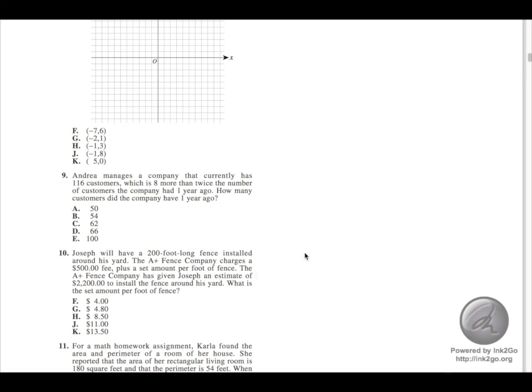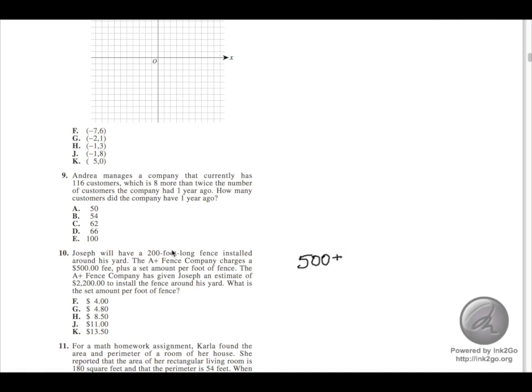Again, for number 10, it's yet another algebra problem where the main issue is translating from words into an equation. Joseph will have a 200-foot long fence installed around his yard. There's a fixed fee of $500, so we can treat that as a constant plus a set amount per foot of fence. We don't know what that set amount is, as you can see from the last sentence in the question.